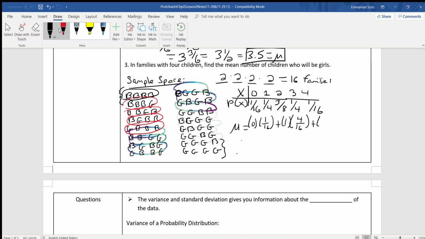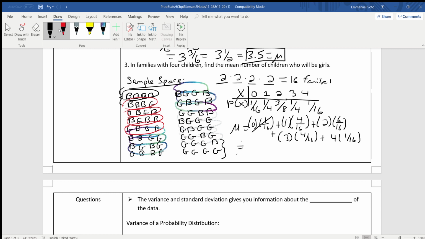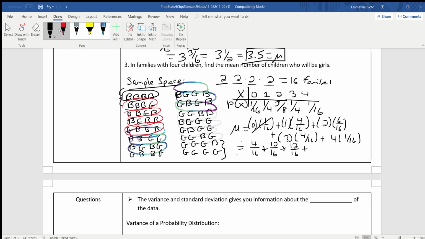All right, so now we have 3/8, which is the same thing as 6/16. We have 1/4, which is the same thing as 4/16. And then we have 4 times 1/16. The reason I do it in terms of 16 is because it's easier to add the fractions at the very end. So this is 0. 1 times 4/16 is 4/16. 2 times 6/16, that's 12/16. We have 3 times 4 is 12/16. 4 times 1 is 4/16, and then we can add the numerators together. It makes it easier that way.